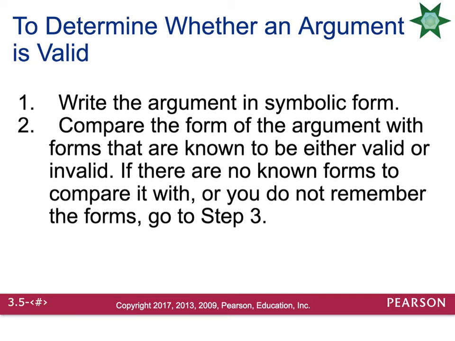When you go to prove whether an argument is valid, it has a 5-step procedure. First thing you want to do is put it in symbolic form. Now, there are going to be some forms that are already known to be valid, for example, the law of detachment. So compare your symbolic argument with the ones that are already known to be valid or invalid. If you are in one of those forms, you do not have to make a truth table. You can just say, this looks like law of detachment, therefore it is valid.